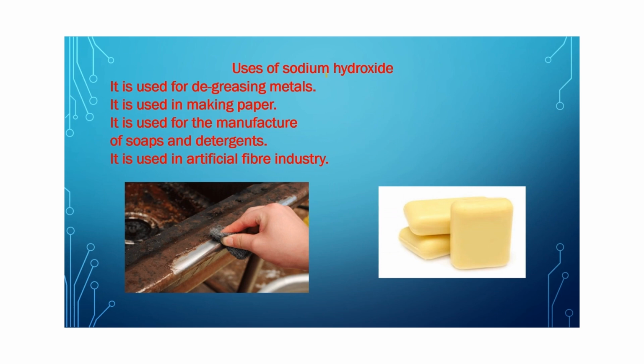Uses of sodium hydroxide. Sodium hydroxide is used for degreasing metals. When a coating of grease is deposited on metals, it is easily removed by sodium hydroxide. Then it is also used in making paper in the paper industry. It is also used in the manufacture of soaps and detergents, and it is also used in the artificial fiber industry.